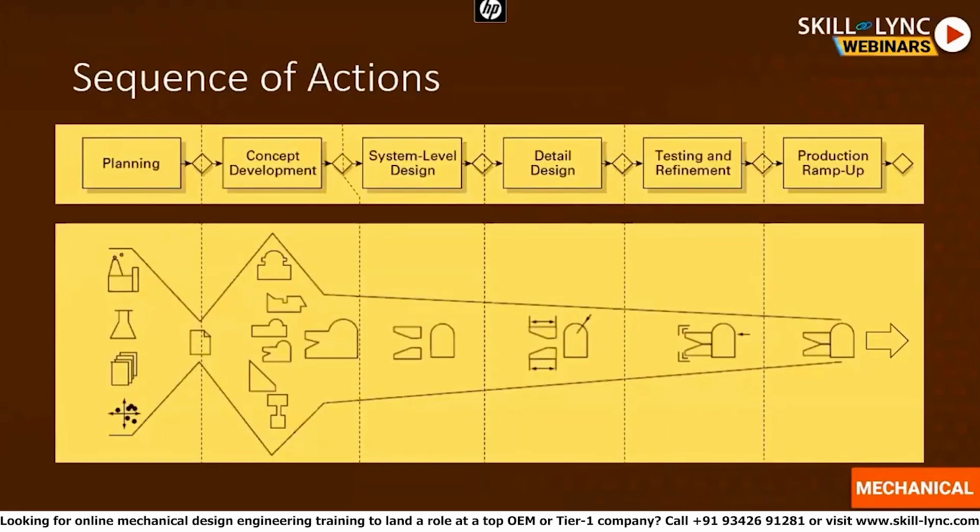So these ideas are broadly sequenced in generic terms. The terms you are seeing here, planning, concept development, system level design, are all generic terms used in the industrial concept. You can modify the names based on your need, but broadly, the overall process of product development falls in this 6-step process. It all starts with planning. Planning includes idea generation, the market study, etc., followed by concept development.